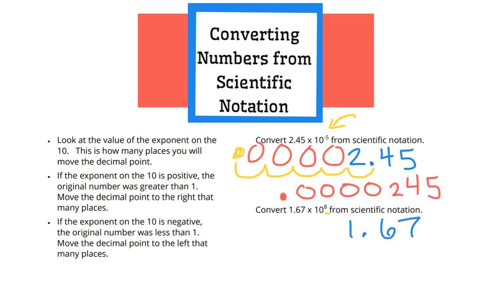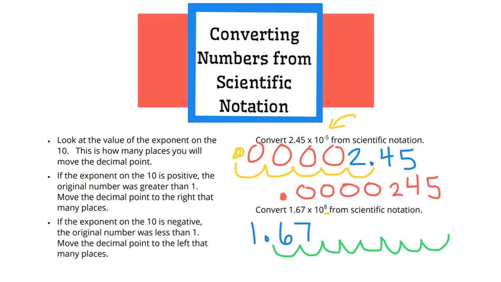So if I need a number greater than 1, which way should I move my decimal? To the left or to the right? Now, if we think about this logically, if I need a number greater than 1, I need to move my decimal over to the right. So let me count 8 times to the right. 1, 2, 3, 4, 5, 6, 7, 8.